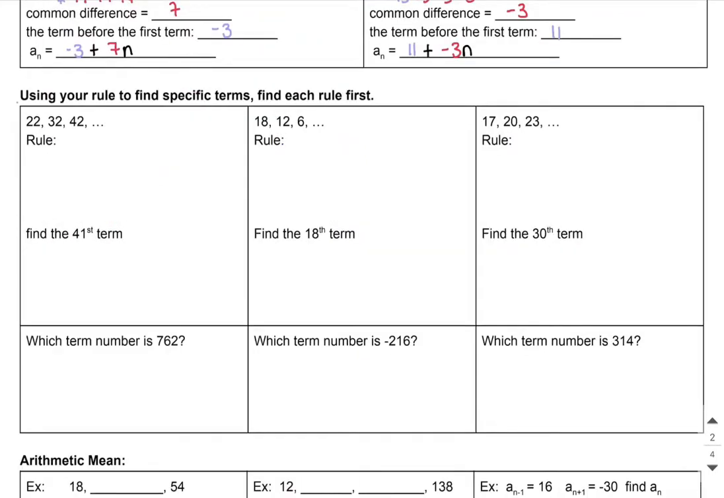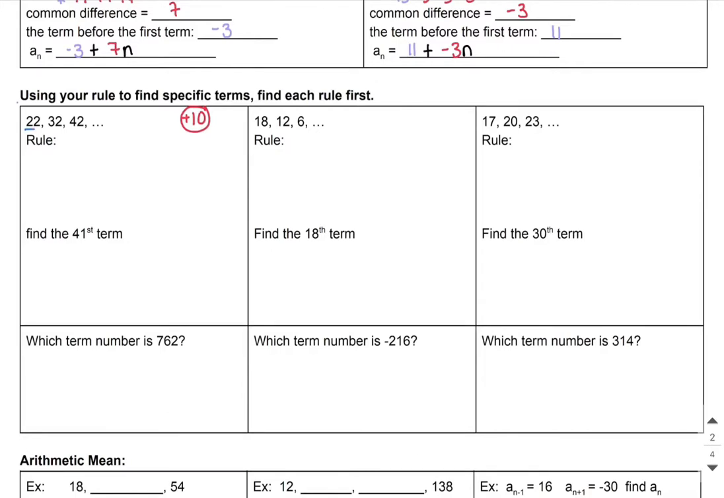In this next part, I'm going to, given a list of numbers, find the rule, and then use that rule to find a specific term. So I have the first one is 22, 32, 42. First thing I always want to find when I'm given a list of numbers is find what's the common difference. So when it's an arithmetic sequence, I'm adding 10 each time here. That's what I'm doing. I'm adding 10 as I go from 22 to 32, from 32 to 42.